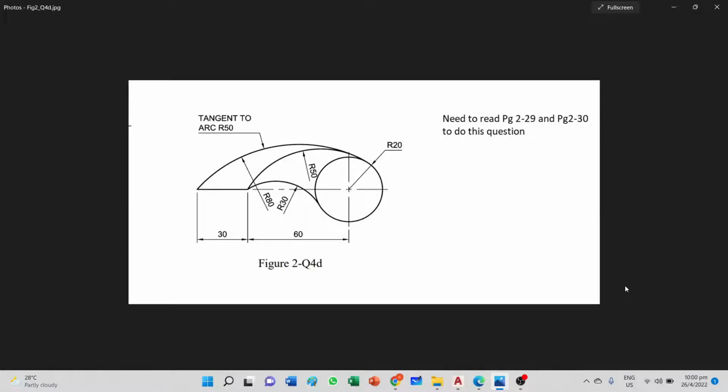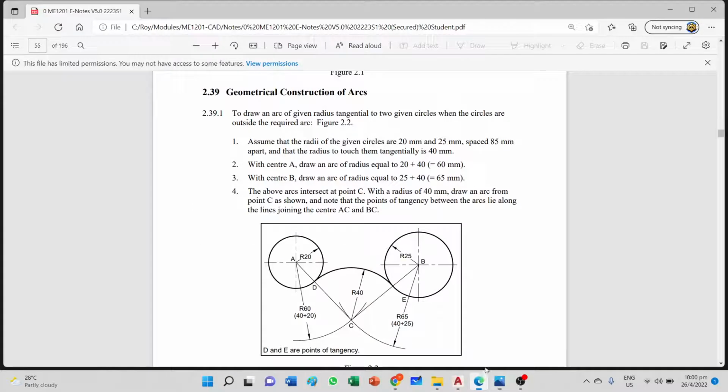Okay, we're going to work on this figure 2 question 4d, and before you do this question you actually need to read through the notes, page 2-29 and page 2-30. Okay, where exactly is it? Sometimes the notes may be updated and the page numbers may change, so it's actually the portion where they talk about geometrical construction of arcs.